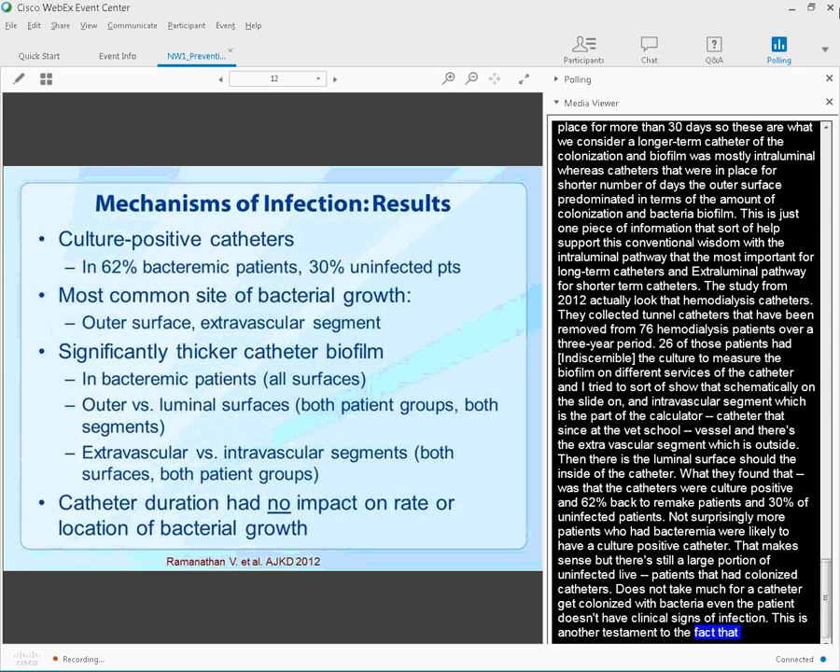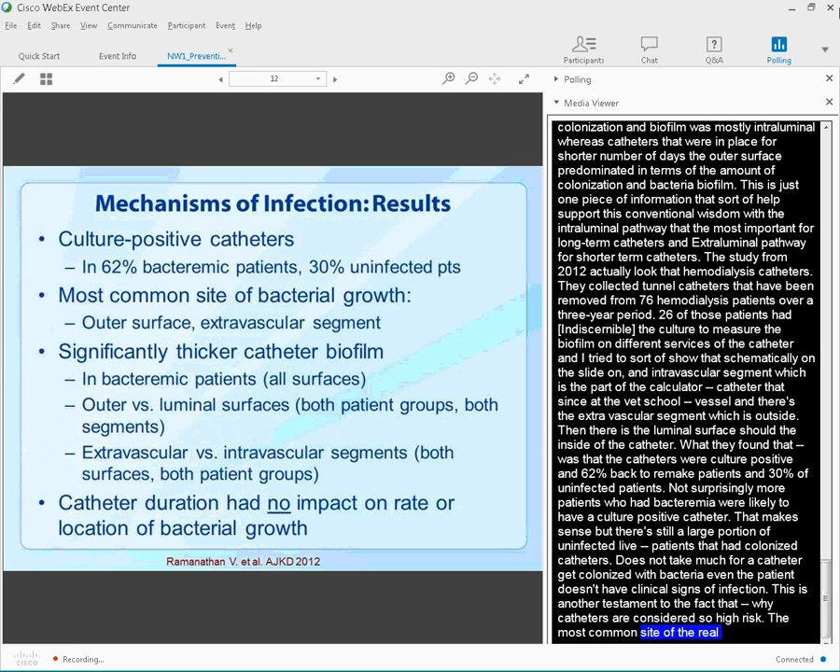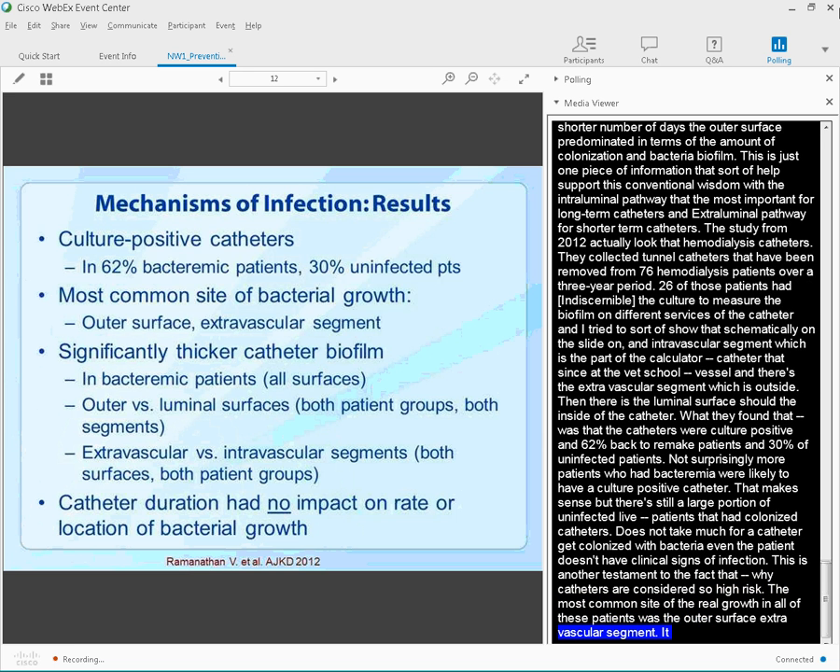Interestingly, the most common site of bacterial growth in all of these patients was the outer surface extravascular segment. I'm just going to say that again: the outer surface of the catheter, the outside surface of the catheter, and the extravascular segment, the piece that's outside of the vessel.